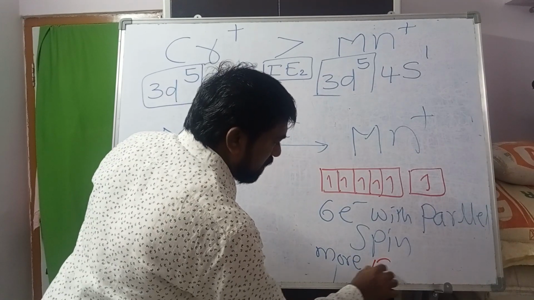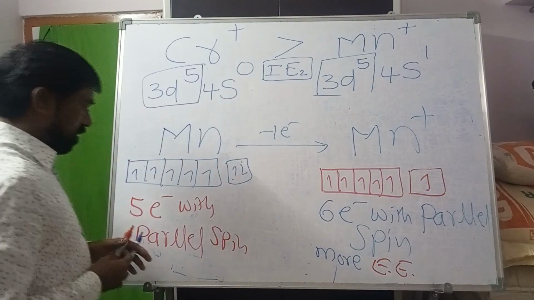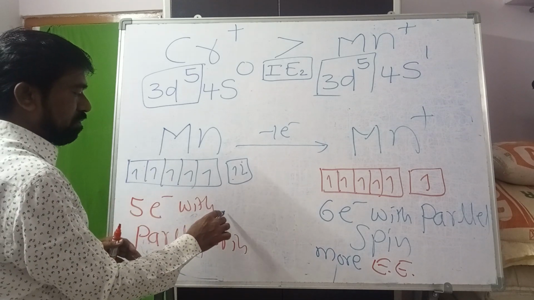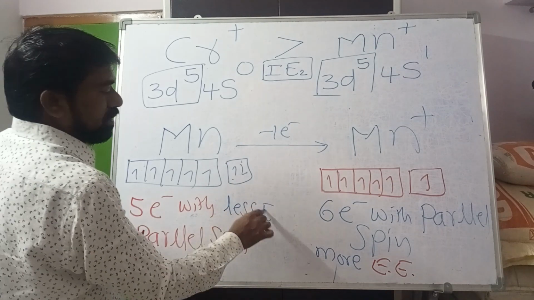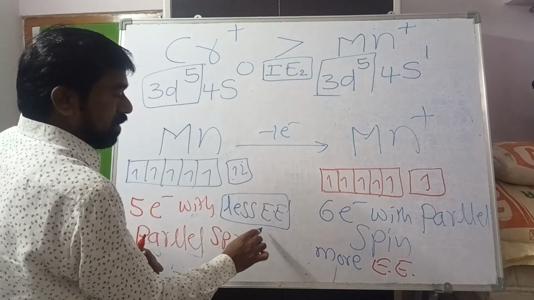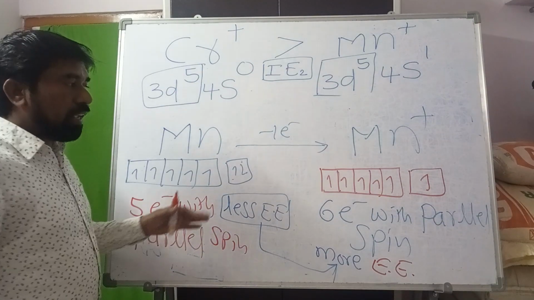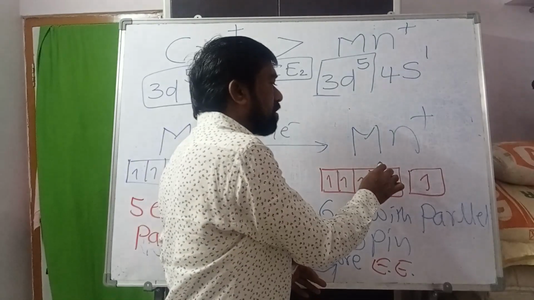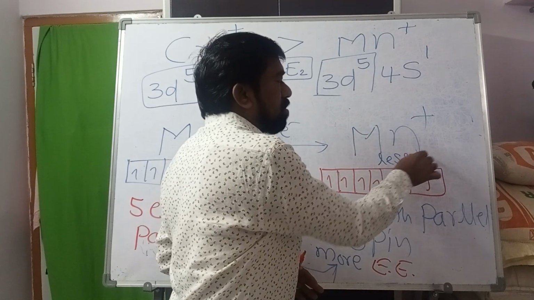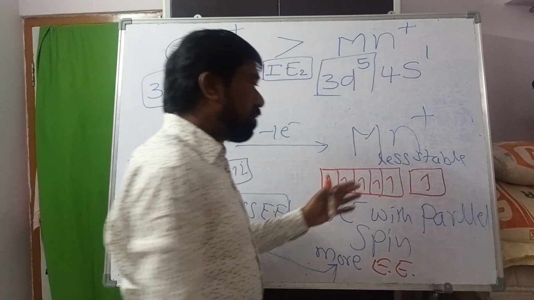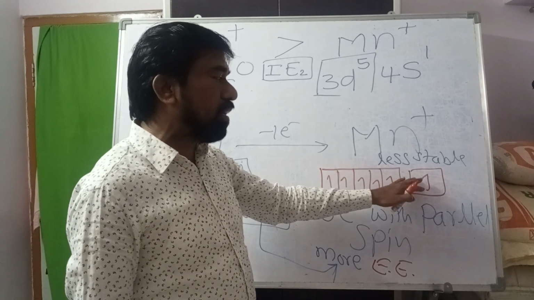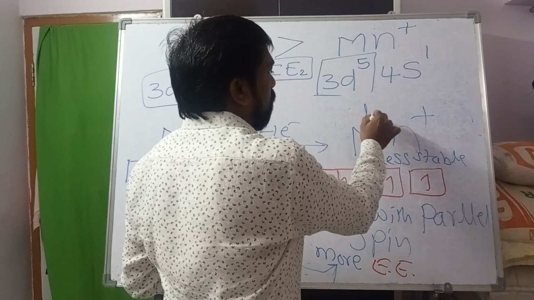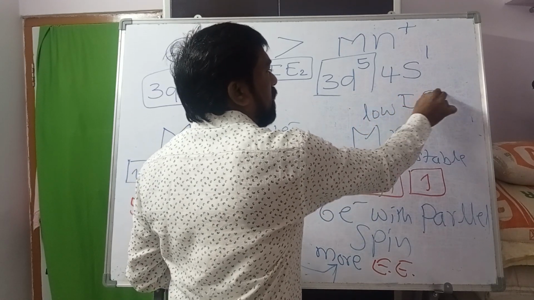More exchange energy. And 5 electrons with parallel spin means fewer electrons with parallel spin. Therefore, it has less exchange energy. Going from less to more means it gains exchange energy. That's why this is less stable. And from a less stable electron configuration, we can easily remove the electron. Therefore, its ionization enthalpy is low.